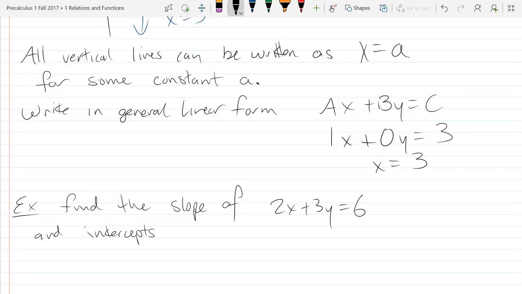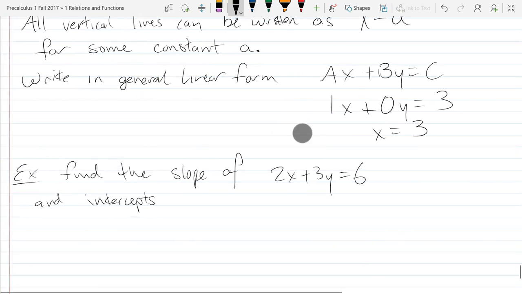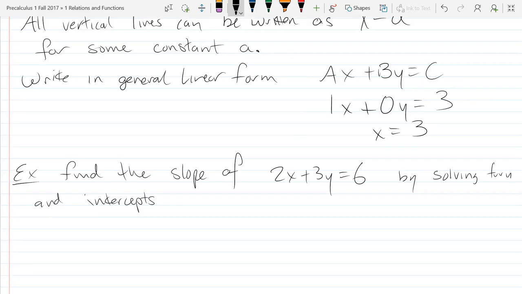How in the world do I figure out the slope? So I could subtract 2x. Basically, if I solve for y, I will pretty much be looking at the slope. So what I'm going to do is solve for y. So find the slope by solving for y. You can go ahead and solve for y yourself, or you can watch me do it.